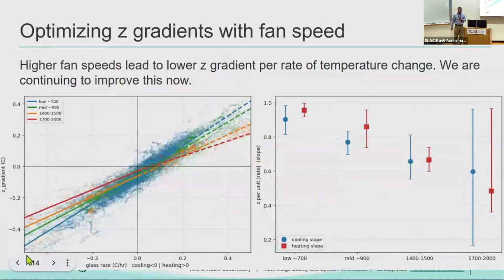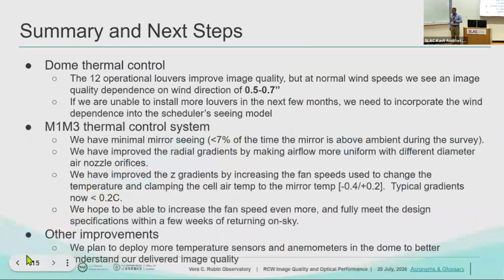So this is basically the latest results that we have from improving the Z gradients and being able to servo the glass more quickly as we ramp up in fan speed. And so this is the latest results we have from the mirror control of the thermal systems. Okay, and I'll just leave the summary there.